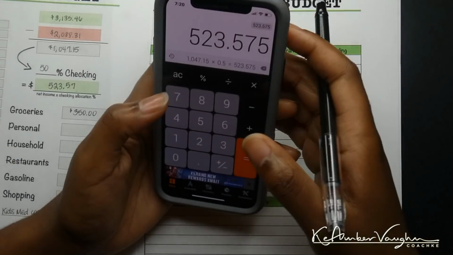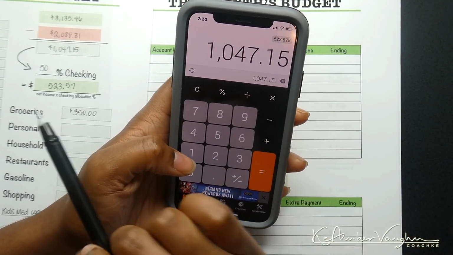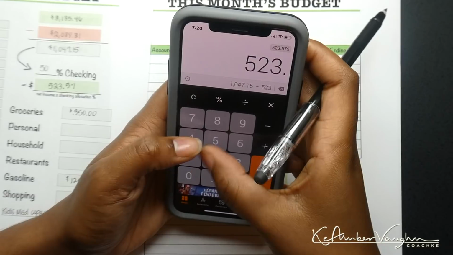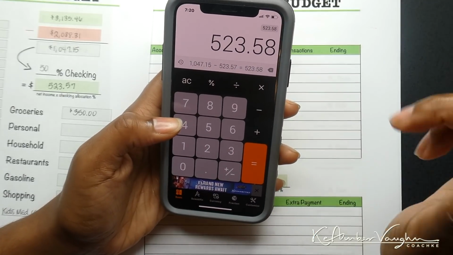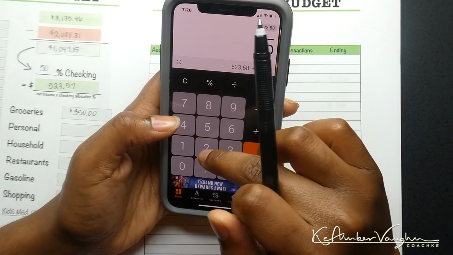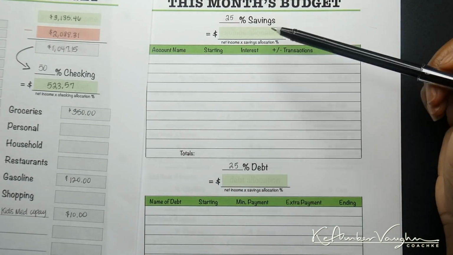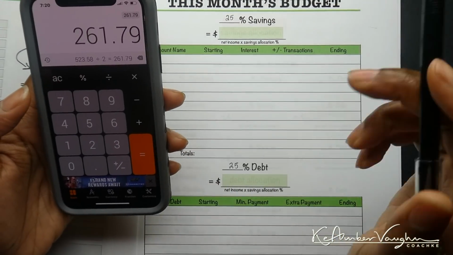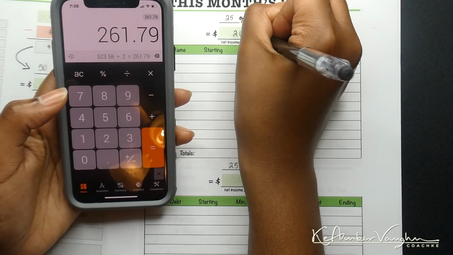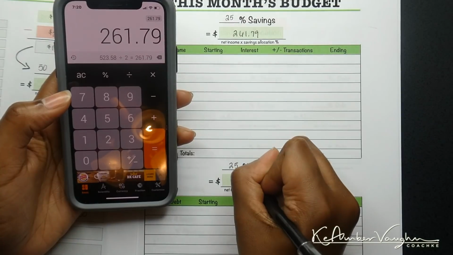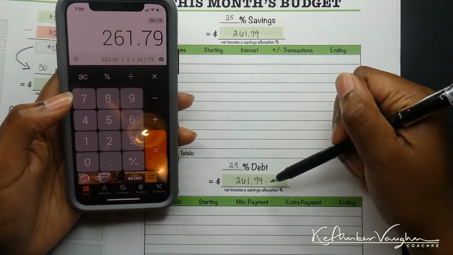Like, so much different. Okay, so let's take the 1047.15, that is our net income over here. We're going to subtract this 523.57. And then we're going to divide that by 2, because what we have left over just needs to be divided in half here. So that means that $261.79 will be going to savings this month, at least. And then we have $261.79 that's going to be our extra debt payment.